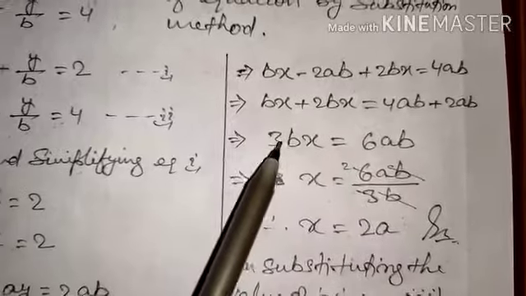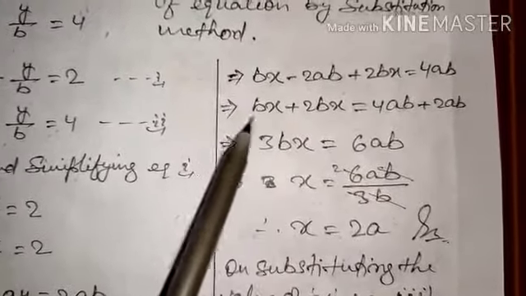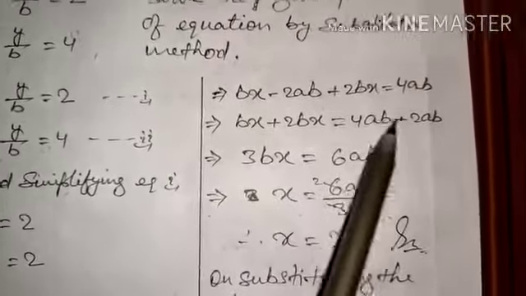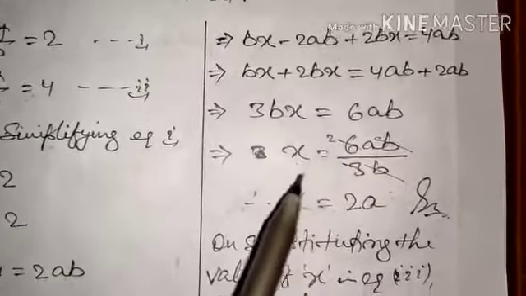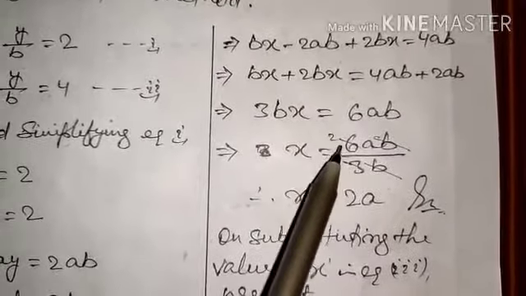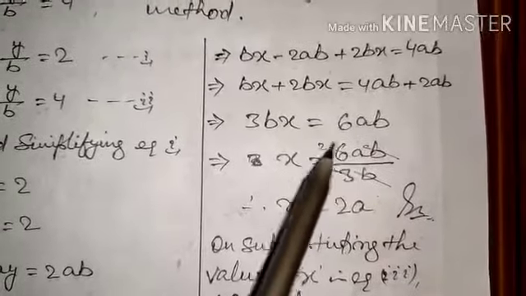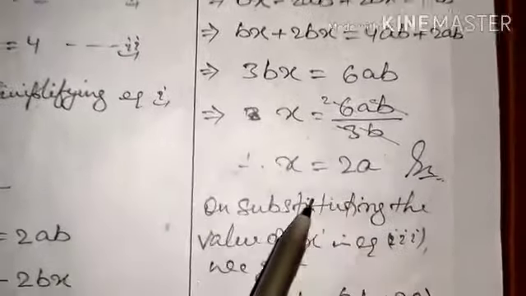So bx plus 2bx is equal to 3bx, like 1 plus 2 is 3, and the common will be bx, so 3bx. Similarly 4ab plus 2ab will become 6ab, like terms can be added or subtracted. Continuing with that, 6ab divided by 3b, so this will get cancelled, 3 to the 6, b and b cancelled, so finally we are left with 2a. So 2a is our final answer.